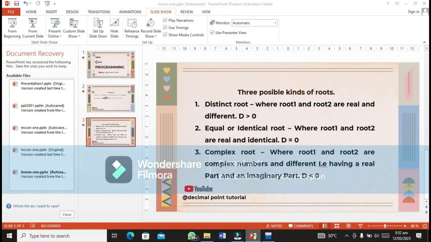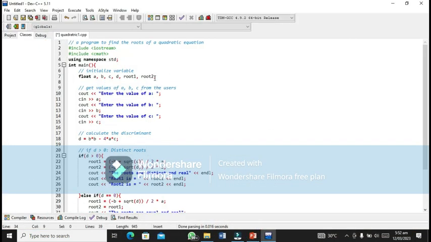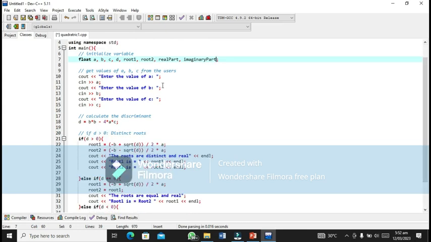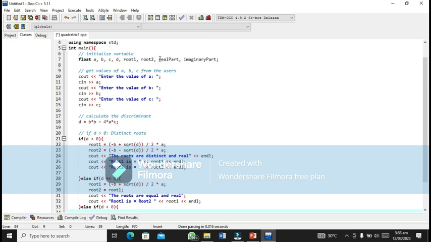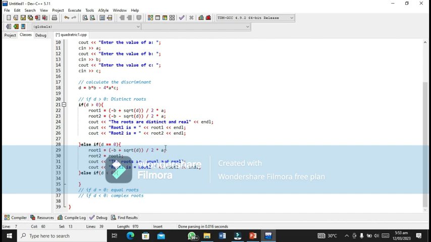Now, in order to implement this complex, we need to add two more variables. We need to have the real part variable and the imaginary part variable. Now, what this is used for is for those of us that are familiar with solving quadratic equations. The real part refers to the real number there, and the imaginary part is referring to the part that is having a negative square root.